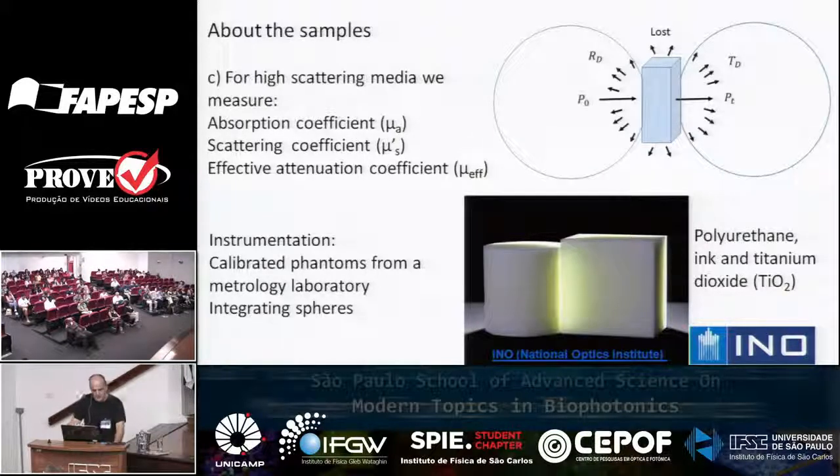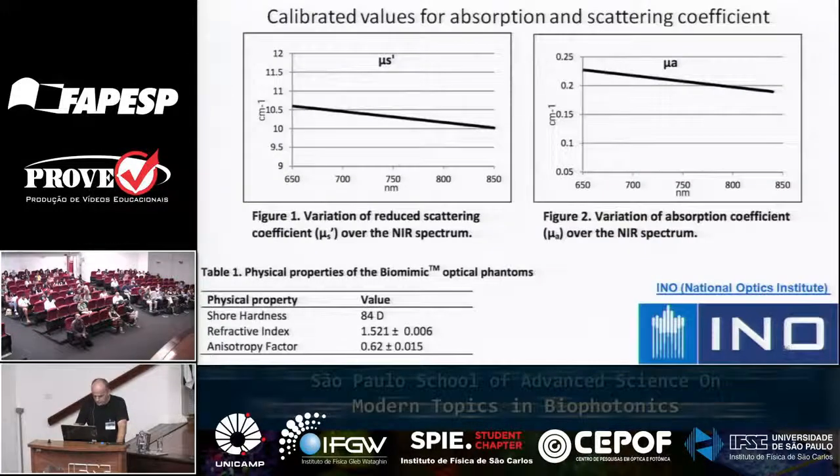What we want with this experiment is to access the absorption coefficient, the scattering coefficient, and calculate the effective attenuation coefficient. And with this, we can measure the radiation spectral radiance at different layers of your sample. When you buy this phantom, you are not buying the polyurethane piece. You are buying calibrated values for scattering coefficient, absorption coefficient, and some other optical properties, and you use this information to calibrate your system. After that, you can measure your own samples.